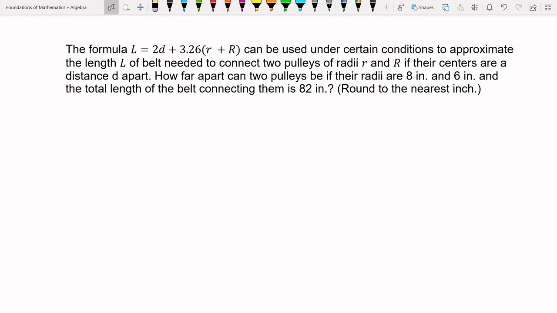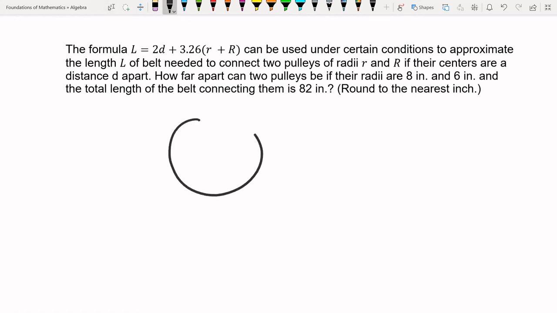All right, we have a formula again. We have under certain conditions that approximate the length of belt needed to connect two pulleys with radii R and capital R. And their centers of the radii of the pulleys are going to be d distance apart. Just kind of give you a picture. I can actually draw this one.